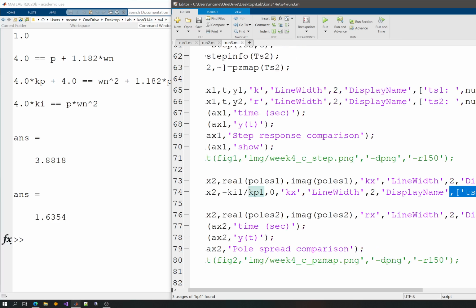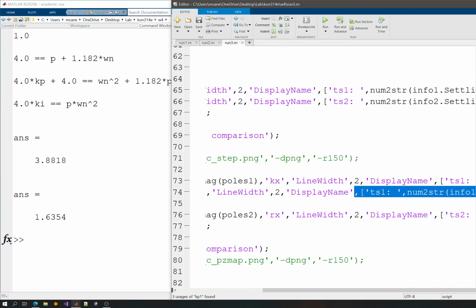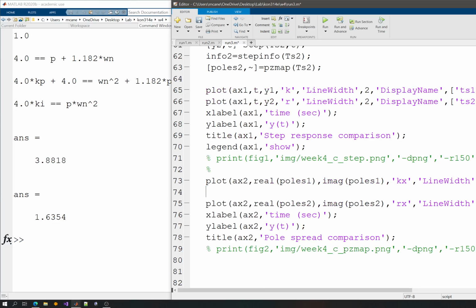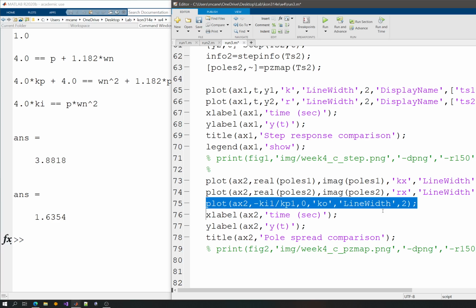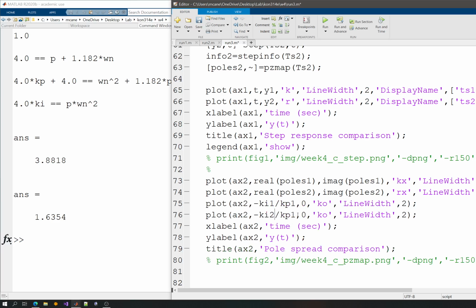Now, I will not go into the detail of that. It might also mess up my whole thing. Let's go here. Now, I don't need a display name. I will also change how it looks. It should be a circle. Now let's also plot the second one with a red circle. Now let's repeat it.